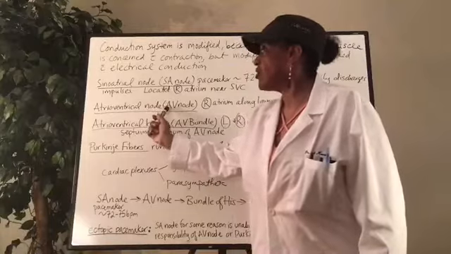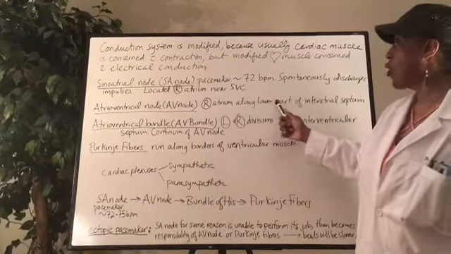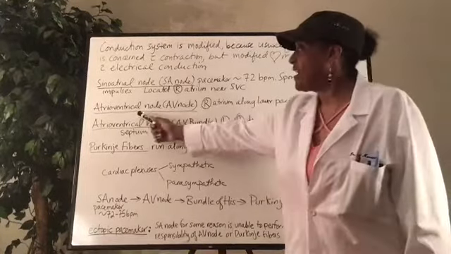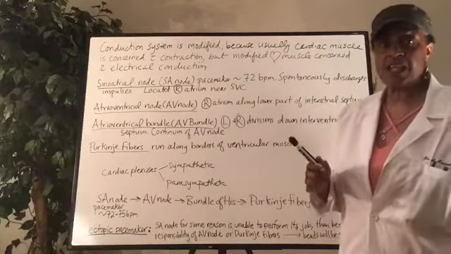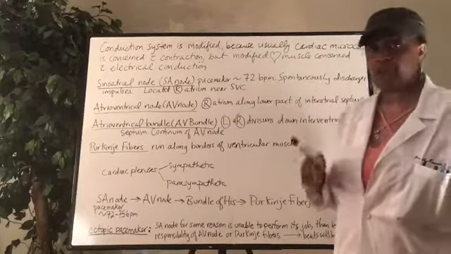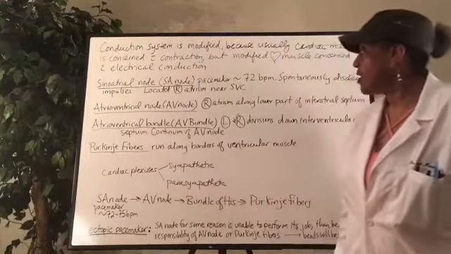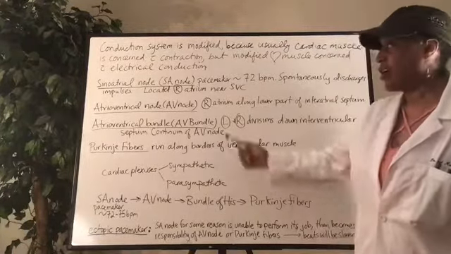The atrioventricular node, also known as the AV node, sits in the right atrium along the lower part of the interatrial septum. So the AV node is in the right atrium between the two atria, in the wall of the two atria, in that septum.